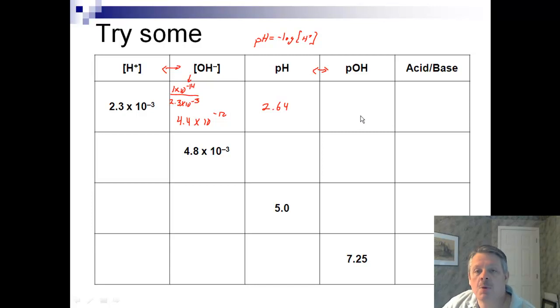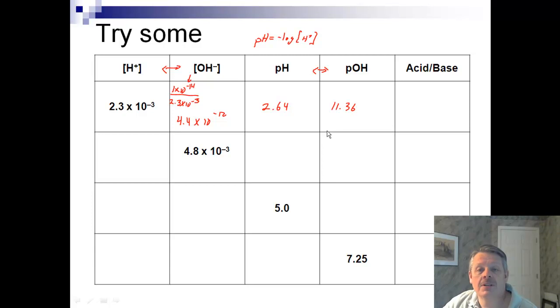So how do you come up with your pOH? Well, you can do the same thing here. You can do the negative log of this number, or you could just subtract 2.64 from 14, which is what I would prefer to do, and that's 11.36.